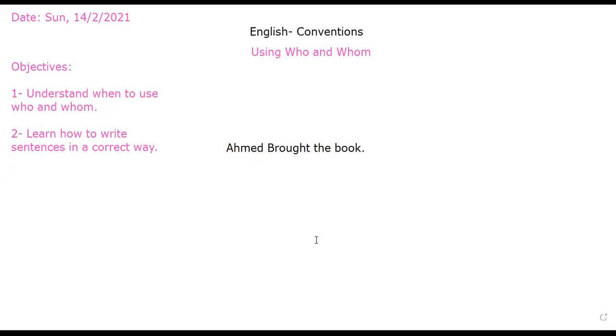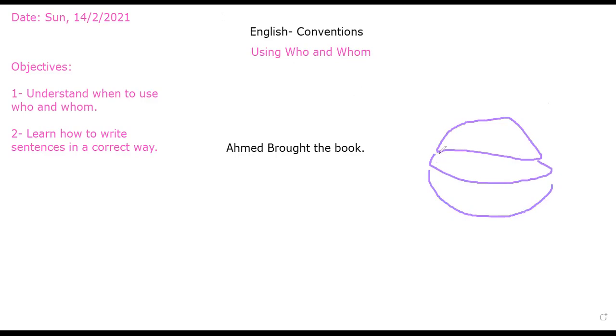Okay, if I take this sentence, for example, Ahmed brought the book. We said in English that in order to make a sentence, I have to put three things, and I have to think about it as a burger sandwich. If I want to make a burger, I need a bread bun right here, and then I will need a meat in the middle, and then I need another bread, right?